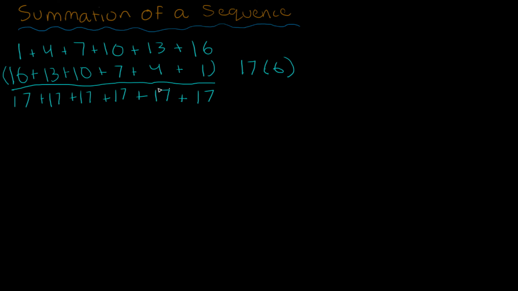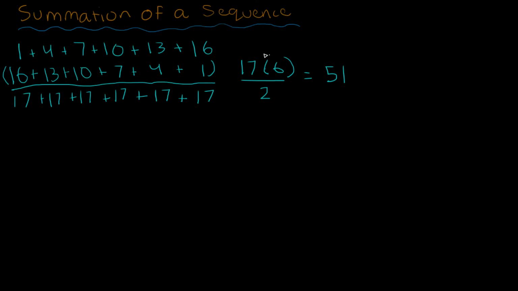And remember that since we duplicated the original sequence in here, we have to divide by 2 to cancel out that duplication. So now we have 17 times 6 over 2, which is also 17 times 3, which is 51, because you can do 17 times 3, which is 10 times 3, so that's 30, plus 7 times 3, which is 21. So that becomes 51.